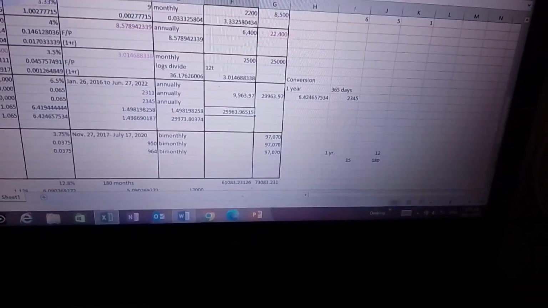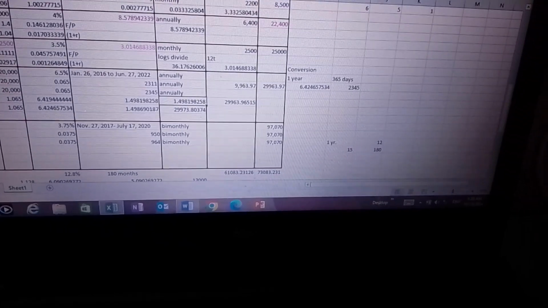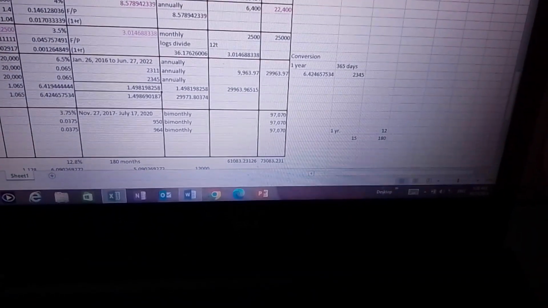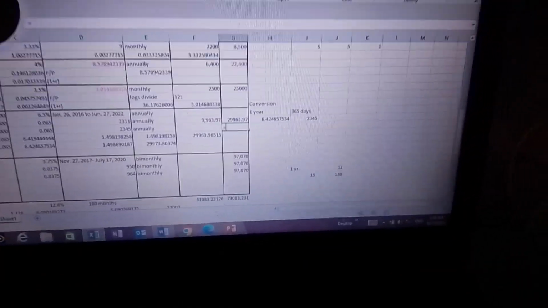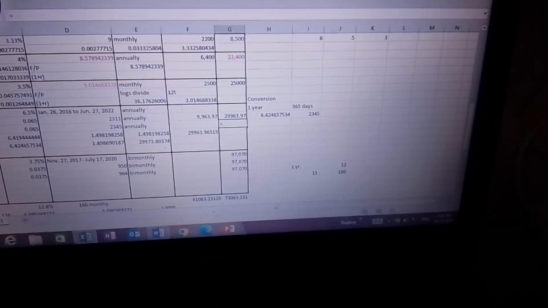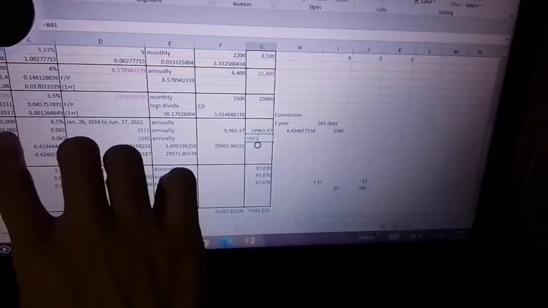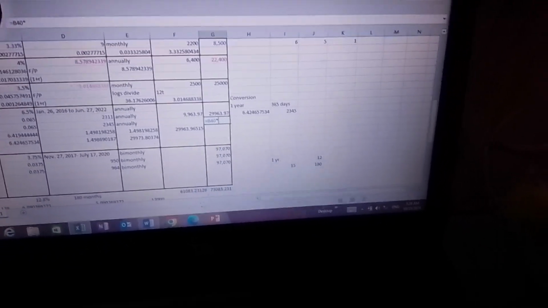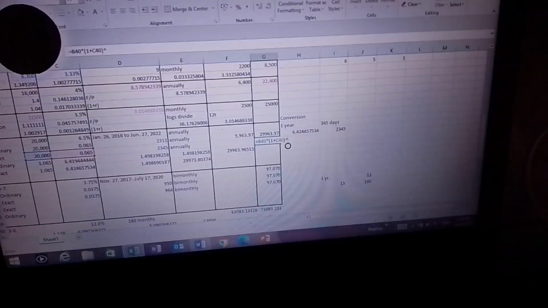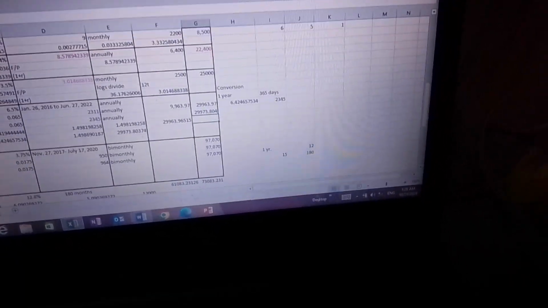In summary, kapag ginawa tayo dito, ganito kasi yun. Remember, we have the principal of 20,000 pesos multiplied by 1 plus the rate, and then we raise that to the power, divided by 365. Do we still get it? Yes, we still got the same answer.